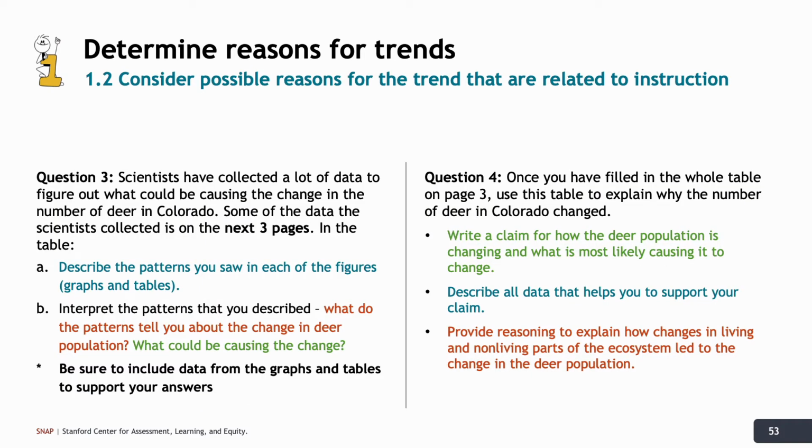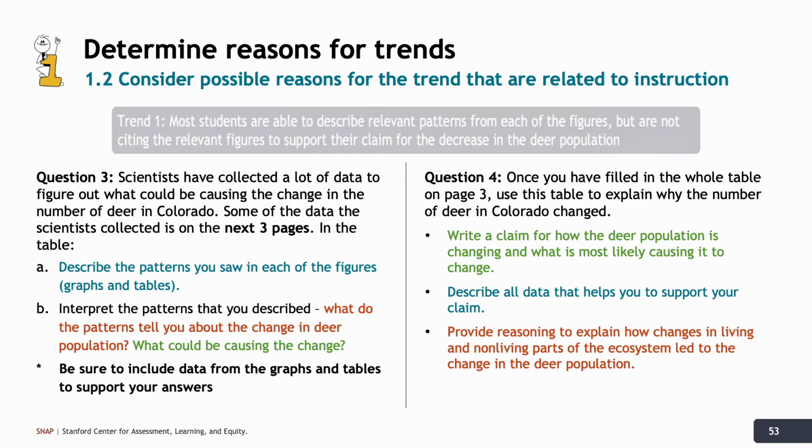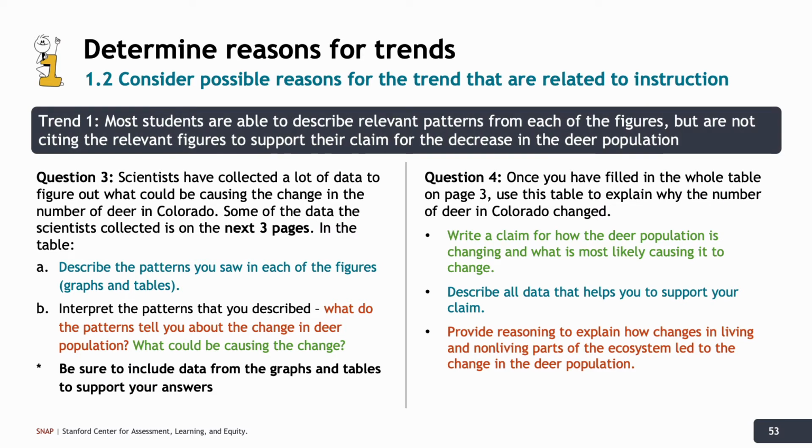This is where we want to get creative and think about what the possible reasons are for the trends we saw in the student work. For our trend we saw with the SEP, why were most students able to describe relevant patterns from each of the figures in Question 3, but they aren't citing the relevant figures to support their claim in Question 4? Think about what might have happened in prior instruction that prepared students to analyze data in Question 3, but didn't adequately prepare them to describe the data to support their claim in Question 4.